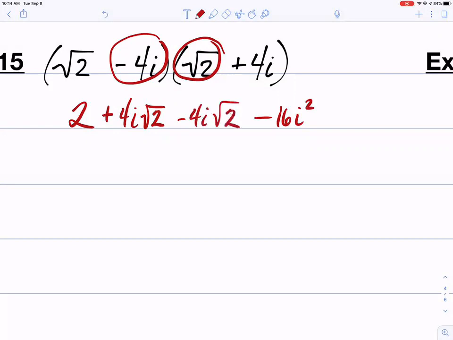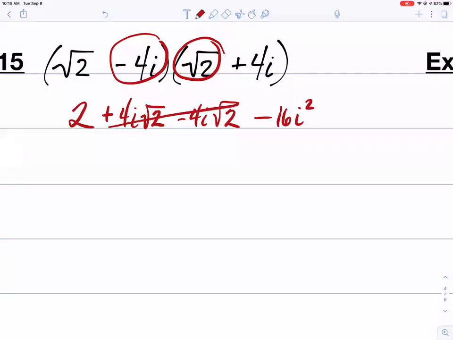Now look at those two middle terms. What do you notice about the two middle terms? They're exactly the same thing except what? One's positive, one's negative. Hey guys, when you have two identical numbers, one's positive, one's negative, what do they always reduce to? 0. These two zero each other out.